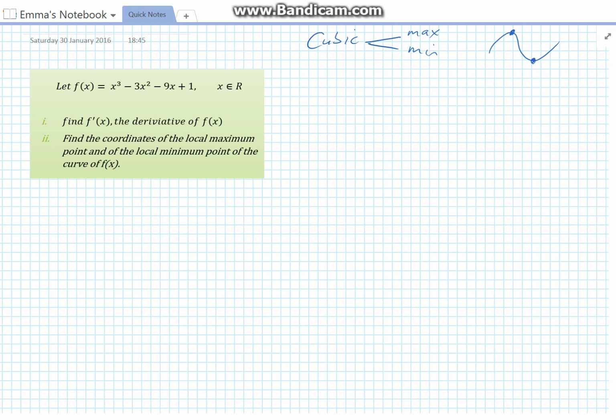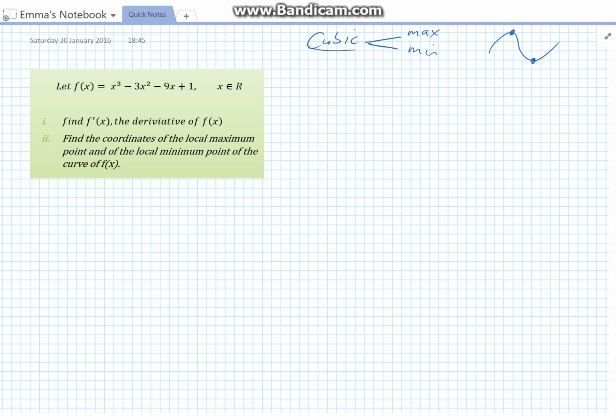Okay, so the first thing to look at is this function, f of x is equal to x cubed minus 3x squared minus 9x plus 1. We know it's a cubic function because there's an x cubed in it. With cubic functions, when they're graphed, we know there's a maximum and a minimum point. So when we find the turning points in this graph, there'll actually be two.